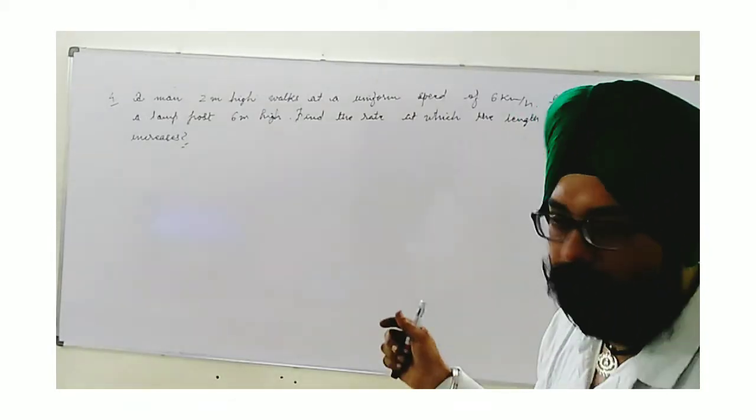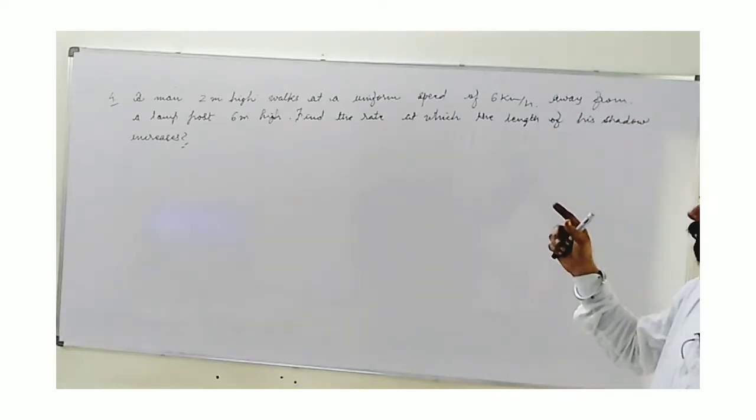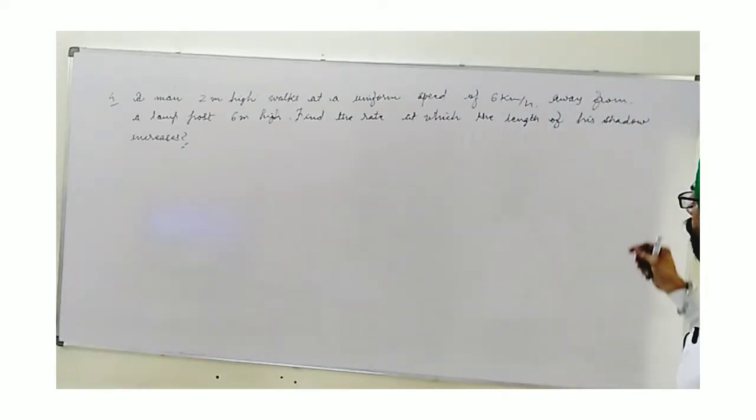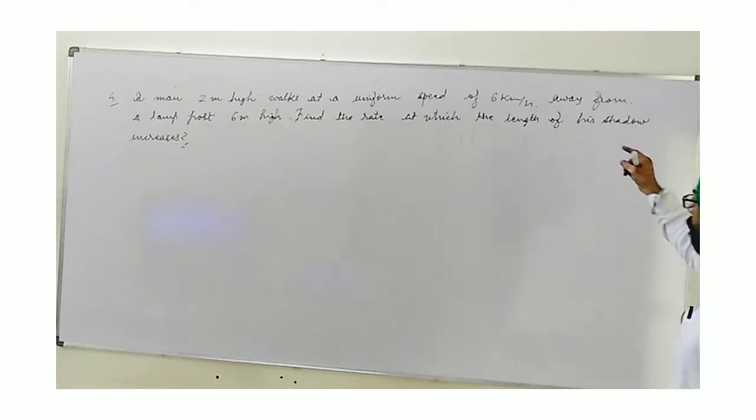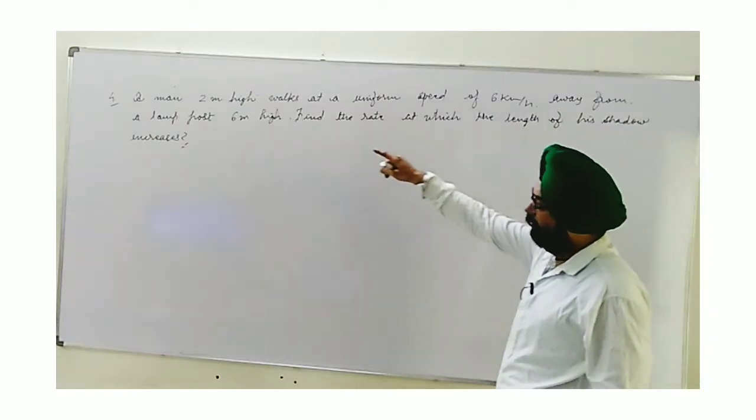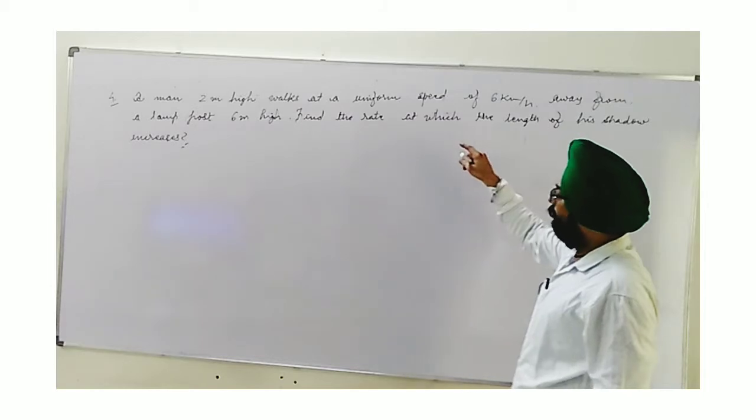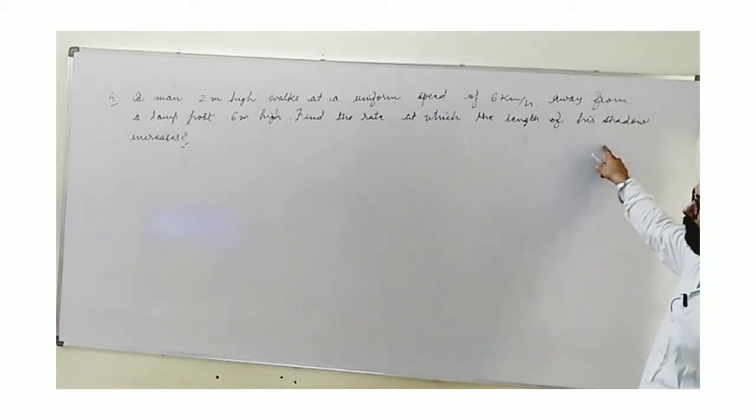Next question, question number 4. You see, a man 2 meter high walks at uniform speed of 6 km per hour away from a lamppost 6 meter high. Find the rate at which the length of his shadow increases.